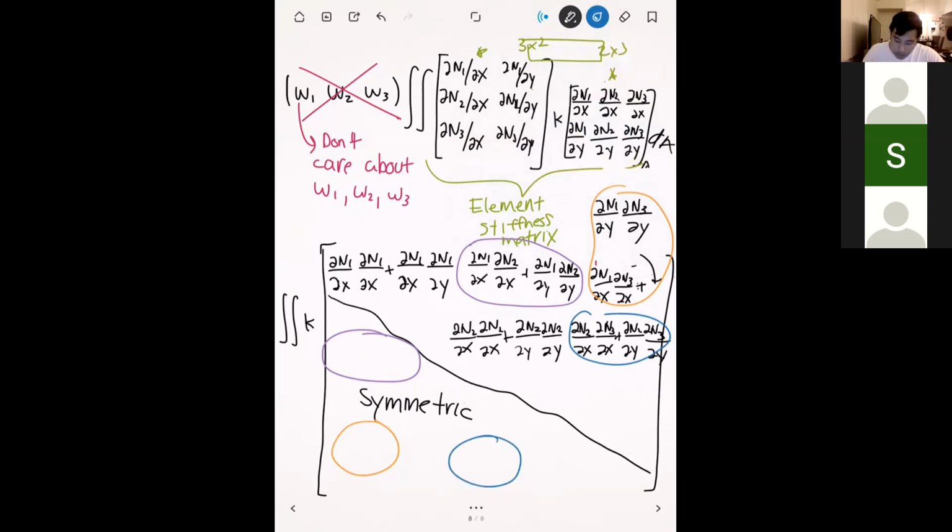Okay. So that's 1, 2, 3, 4, 5, 6, 7, 8. And so the only term that we're missing is the one here in the bottom right. In the bottom right, we have partial N3 partial x, partial N3 partial x, plus partial N3 partial y, partial N3 partial y.